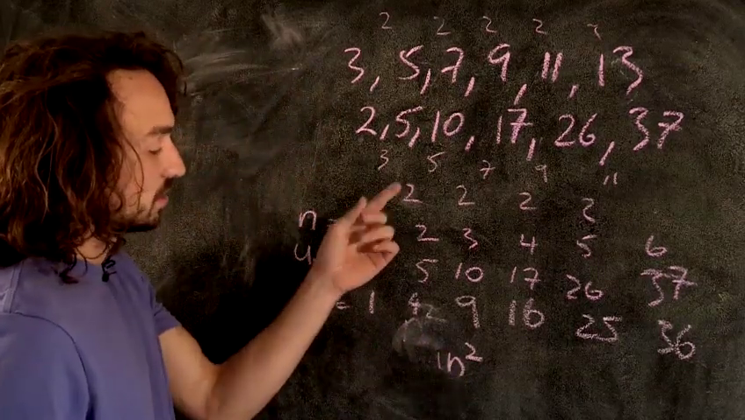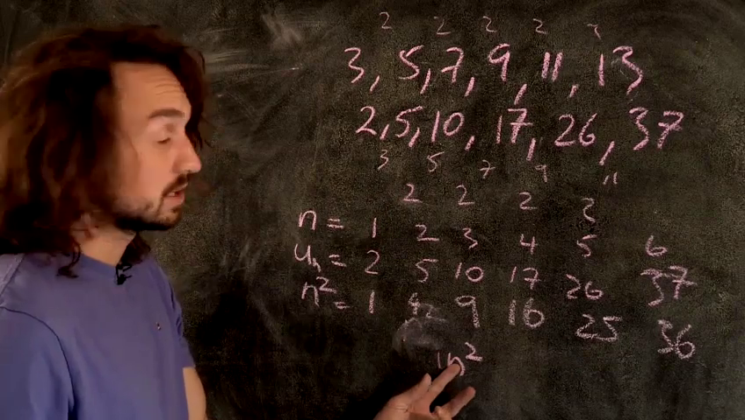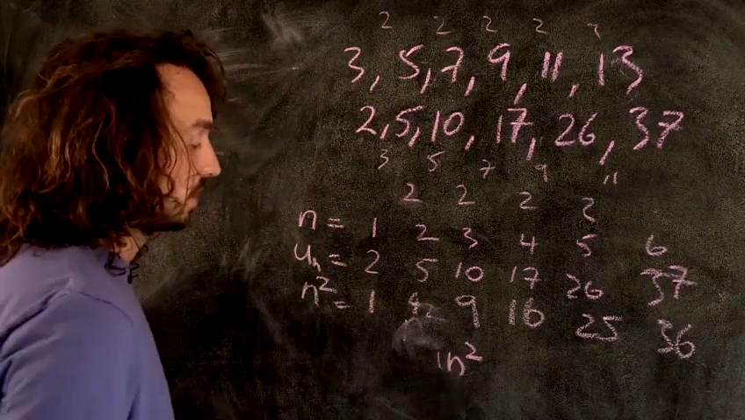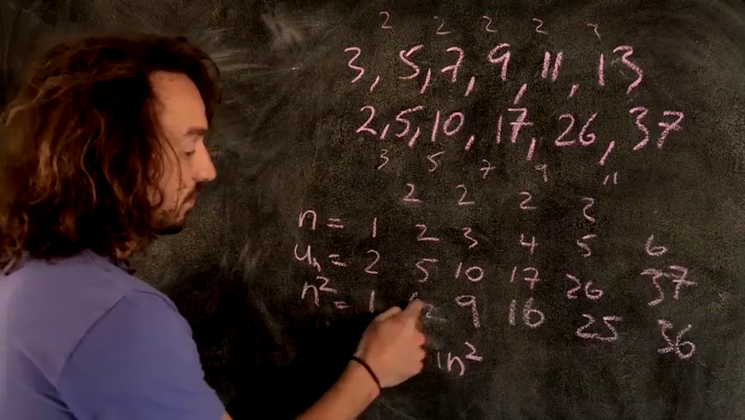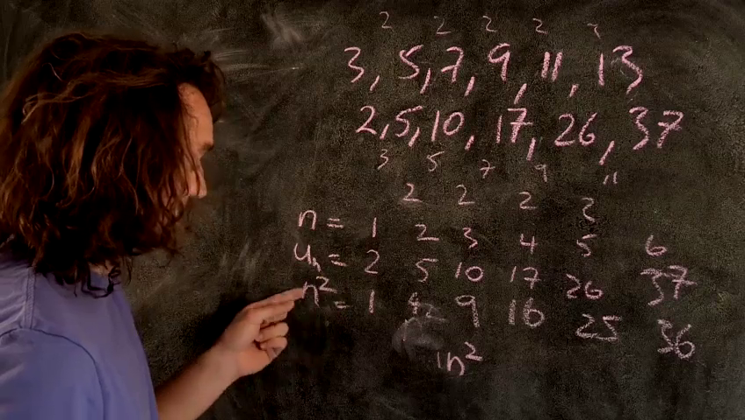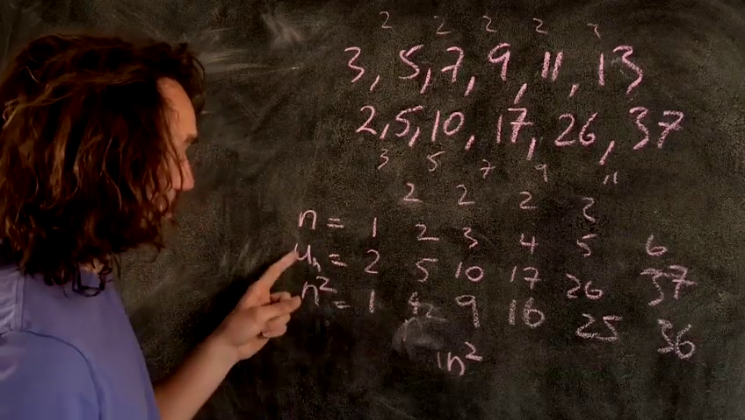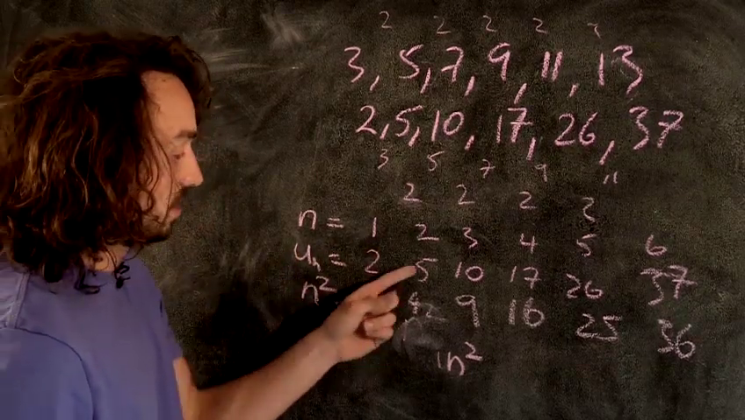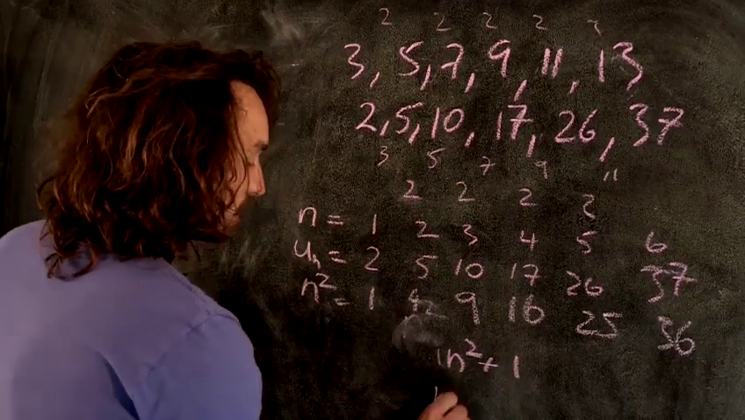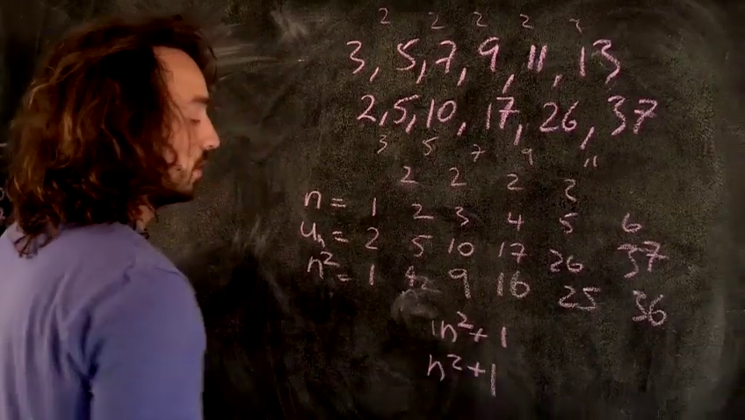I've taken my 2, halved it and put it in front of n squared. Now I know it's a quadratic sequence, I use n squared. N squared goes 1, 4, 9, 16, 25, 36. And you can see that all I need to do from n squared each time to get to my u number is add 1. So my sequence is n squared plus 1.